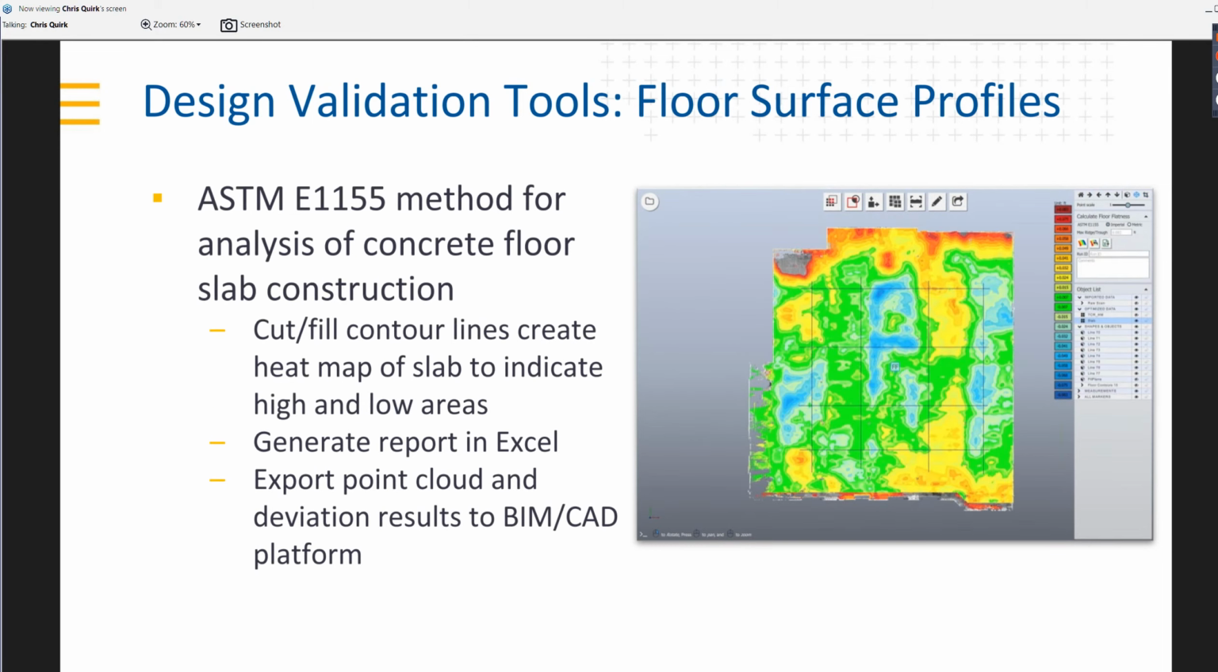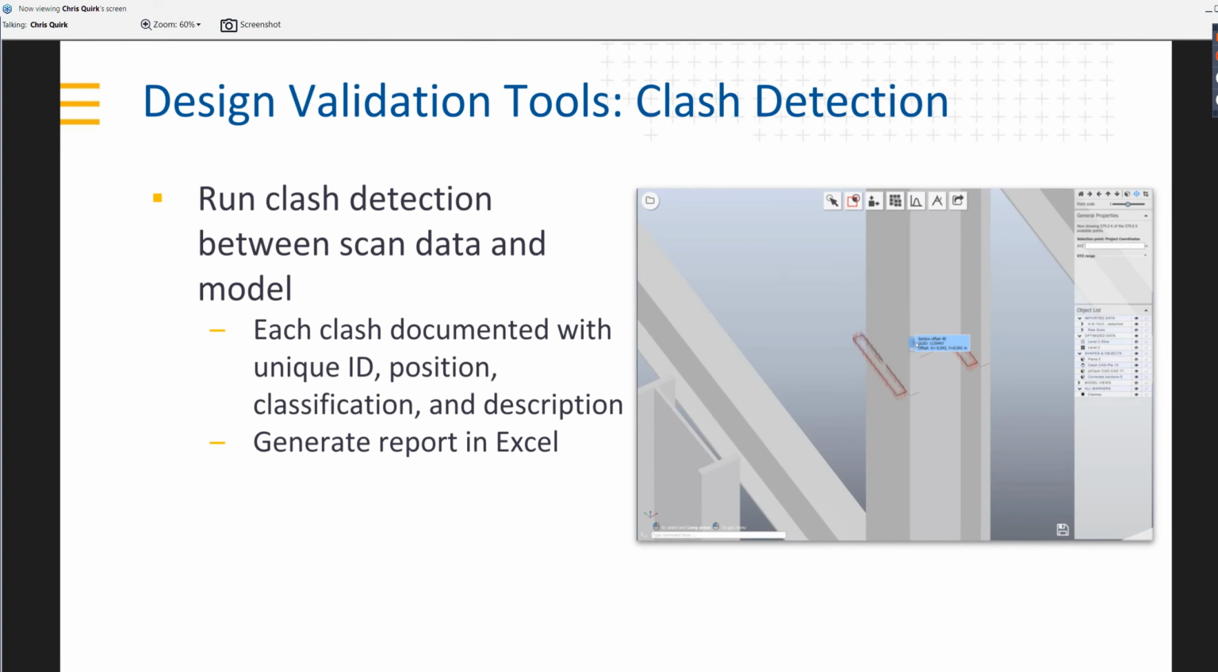Something else we have in here is the floor flatness, floor surface report. So at the minute, this is to the American standard, the ASTM, but this is still going to give you the report that you require. It's going to give you your cut and fill contour lines that you can export out into total stations and things like that. So you can start to set this out and be able to share this information and collaborate with people.